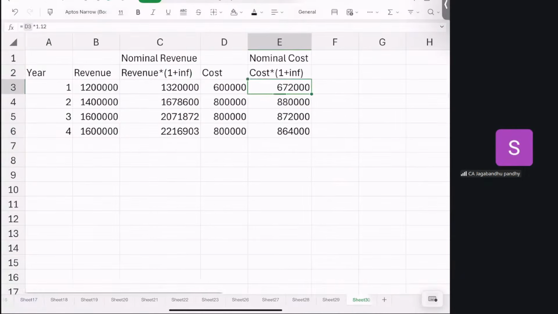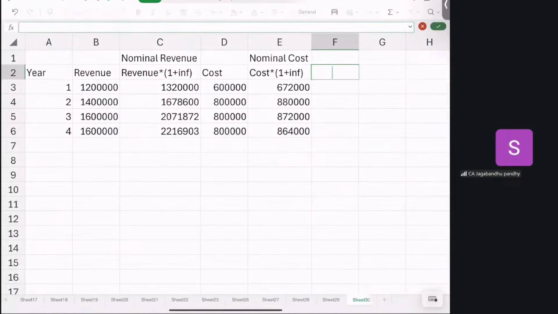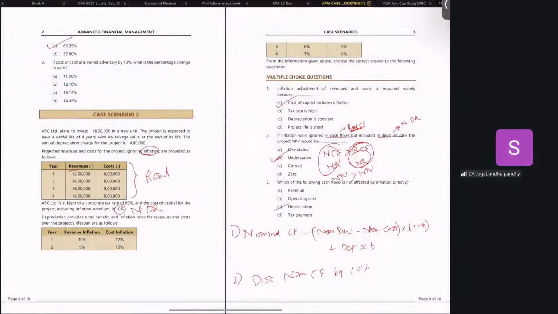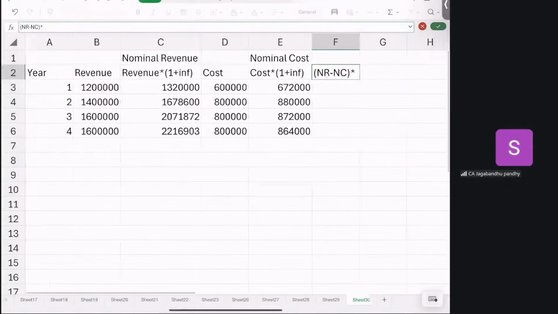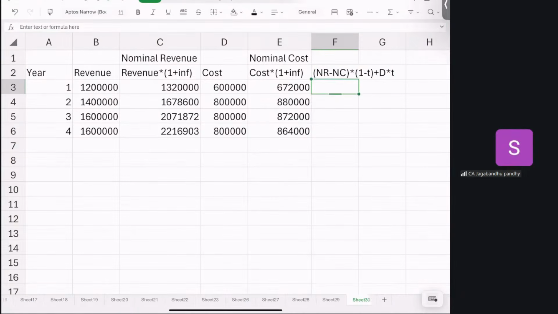The nominal cost. We have the nominal revenue. We have the nominal cost. Nominal revenue and nominal cost. So now we can obviously get nominal revenue minus nominal cost into tax rate, into 1 minus tax rate, and then add to it depreciation into tax rate.